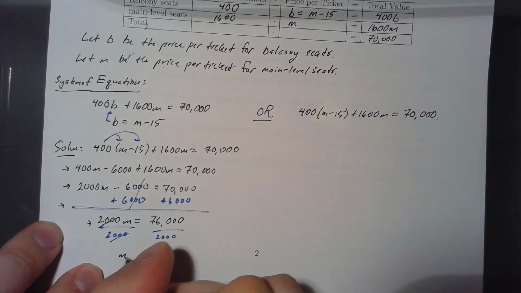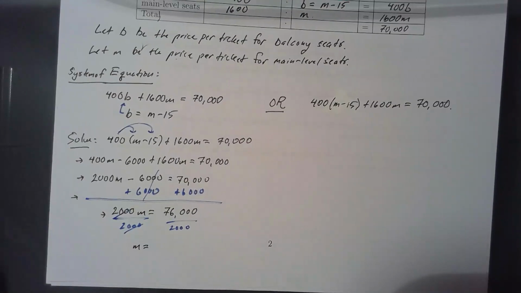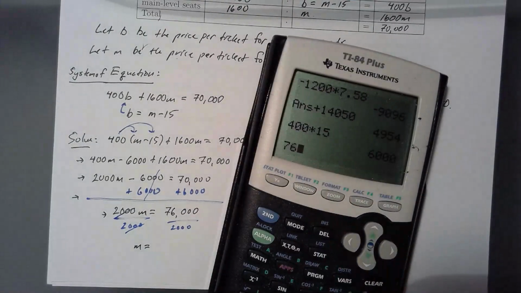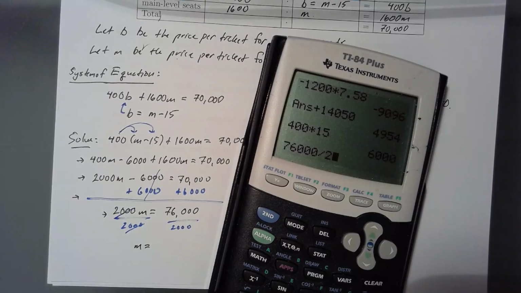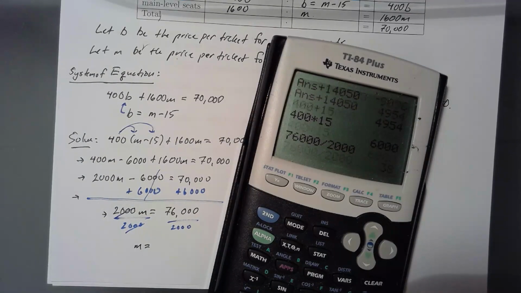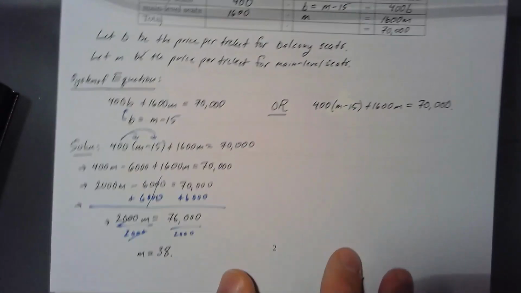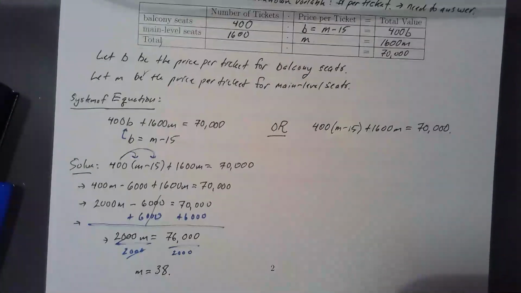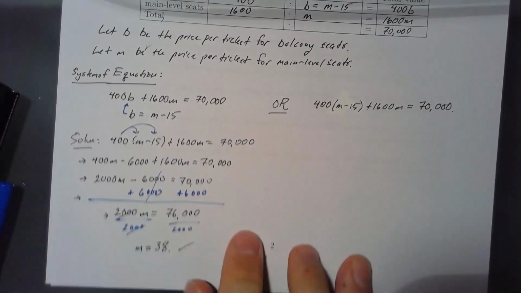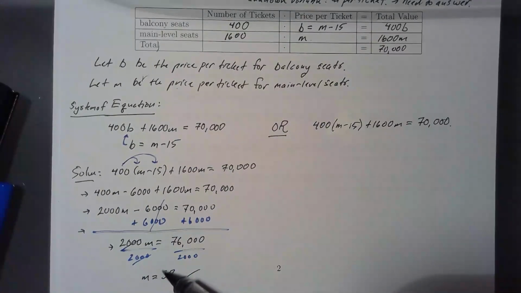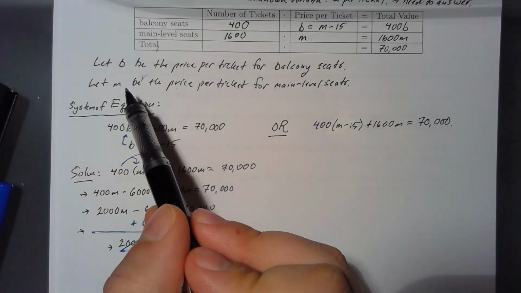And you're going to get M equals 76,000 divided by 2,000, 38. So M equals 38. So I figured out what one of my unknowns should be. M should be 38, right?